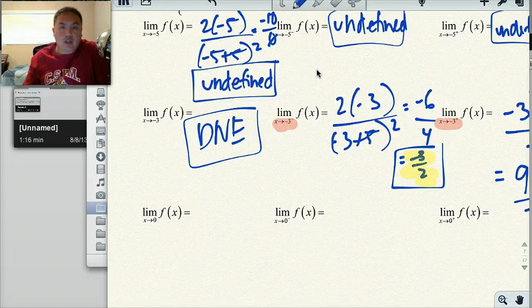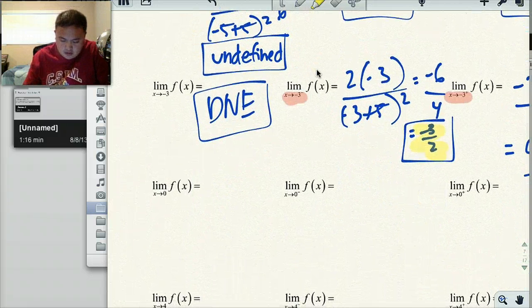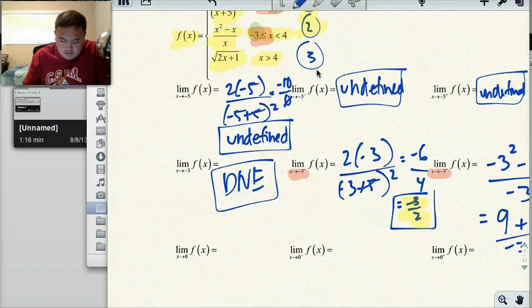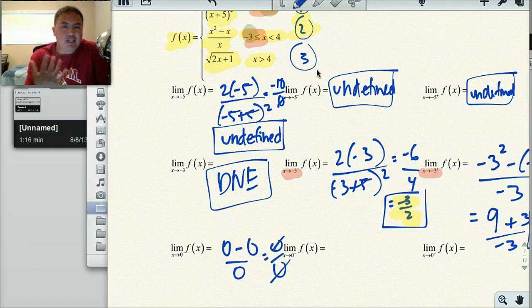Let's look at 0 now. 0, you notice, only fits in function 2. 0 only goes in number 2. So I plug in 0. If I look at my function, I get 0 squared minus 0 over 0. You know you get 0 over 0. Not good. That means you've got to do something else.